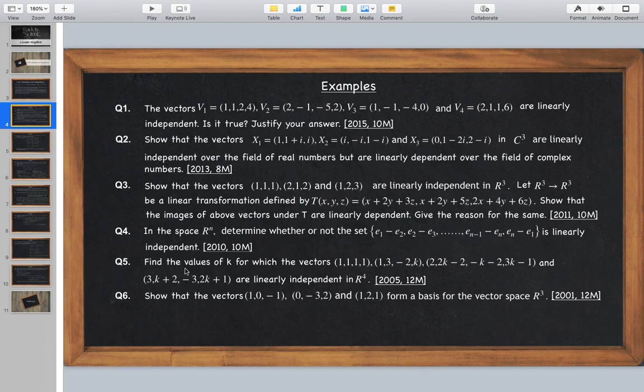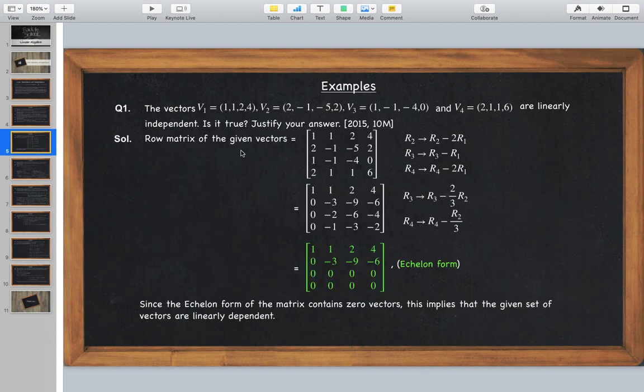In the fifth question we have to find the values of k for which the given vectors are linearly independent. And in the sixth question, we have to show that these given three vectors form a basis for the vector space. So when do the given vectors form a basis? There are two conditions. First, they span this vector space, and second, they are linearly independent. Okay, so now let's look at each of these questions individually.